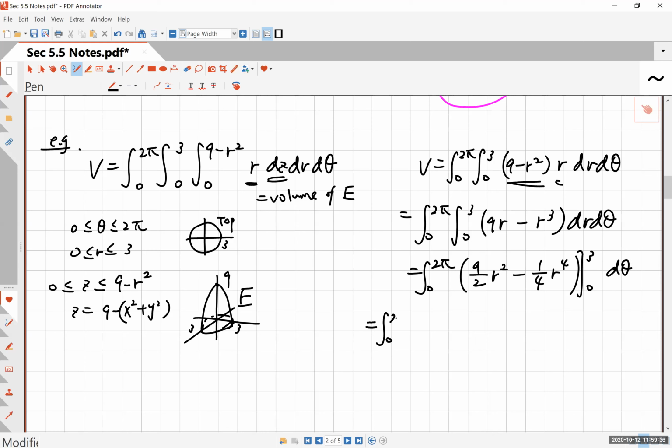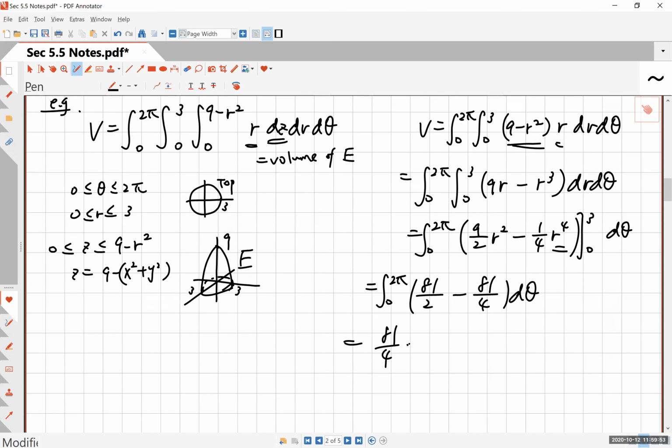And so when you do this, you get 3 squared, which is 9. 9 times 9 over 2 is 81 over 2. And 3 to the fourth is also 81. So it's 81 over 4, okay? And so the inside is just 81 over 4, okay? I mean, that's simple. And then you just multiply by 2 pi, and so that will be 81 pi over 2, and that is the volume of this solid E.